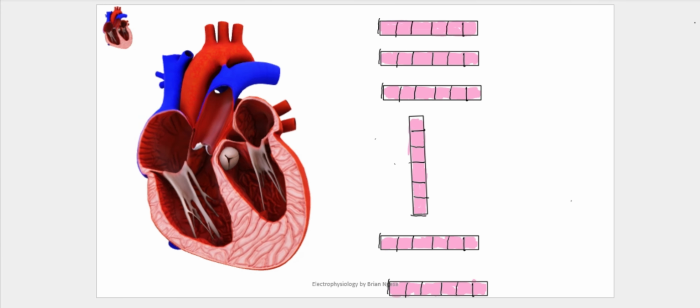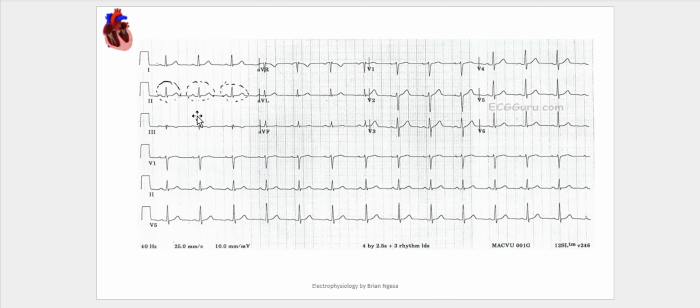So this is lead 1. You're able to see lead 1, lead 2, lead 3. They have various names, so we'll be able to categorize them. For example, the bipolar leads: we have lead 1, lead 2, lead 3. The augmented: we have augmented voltage right, augmented voltage left, and augmented voltage foot. And with the unipolar leads, we have V1, V2, V3, V4, V5, and V6.